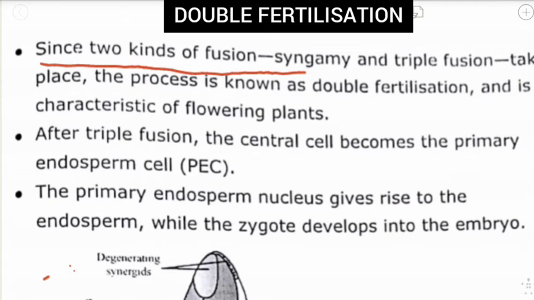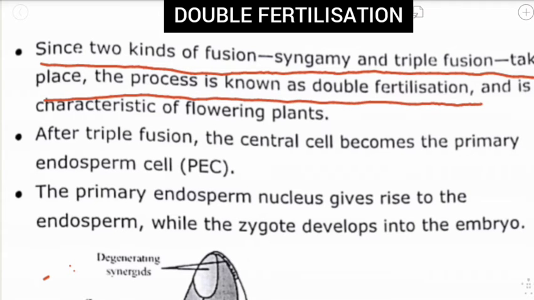Two kinds of fusion, syngamy and triple fusion, take place. This process is known as double fertilization and is characteristic of flowering plants. Two male gametes are produced. One moves towards the egg cell and fuses with it to complete syngamy, which leads to the formation of the zygote. Whereas the other male gamete fuses with the two polar nuclei in triple fusion, forming the primary endosperm nucleus, PEN. These two processes together are known as double fertilization.